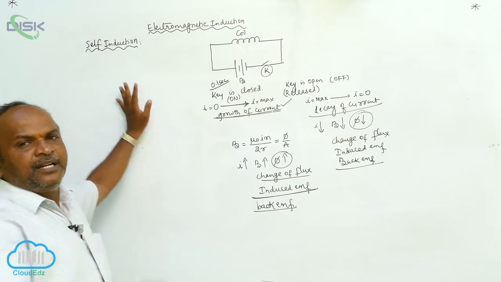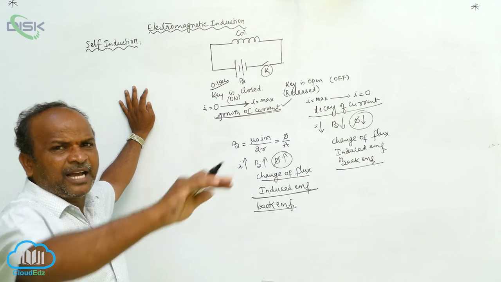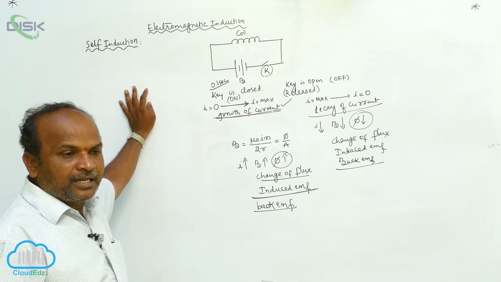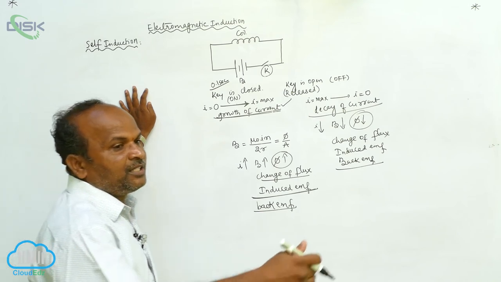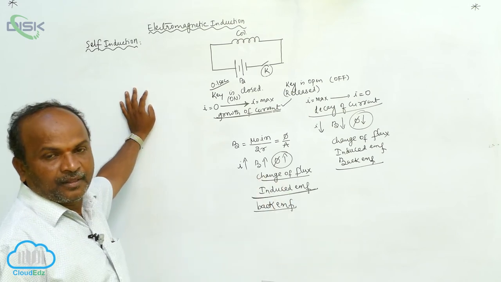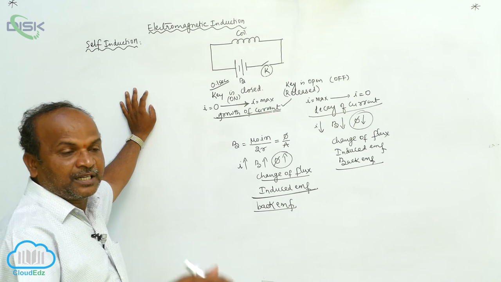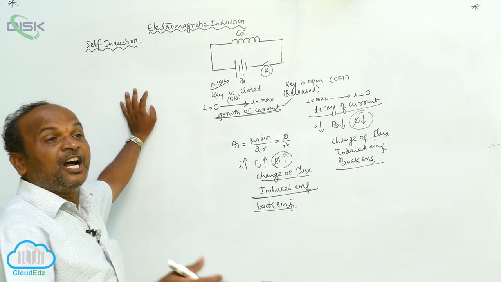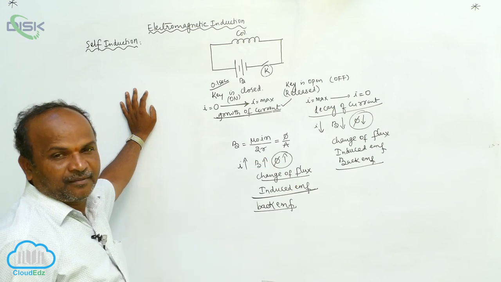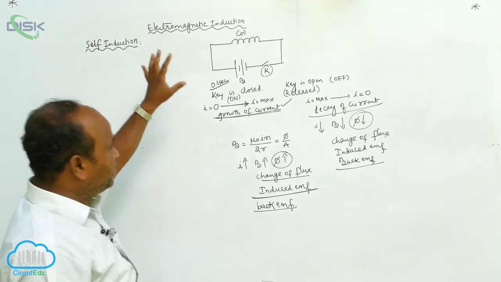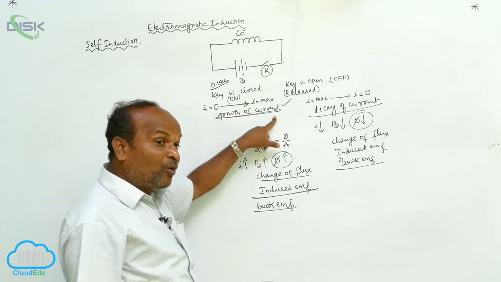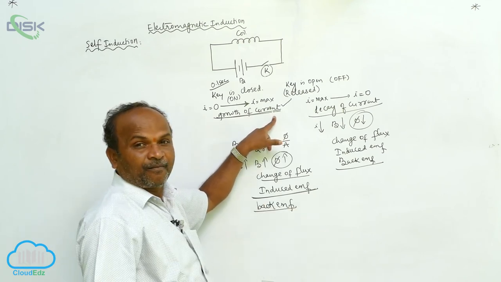It is similar to inertia in mechanics. What is inertia? Opposition to the change of state. The inherent property of the object which opposes the change of state. It is not willing to change the state. That is called inertia.